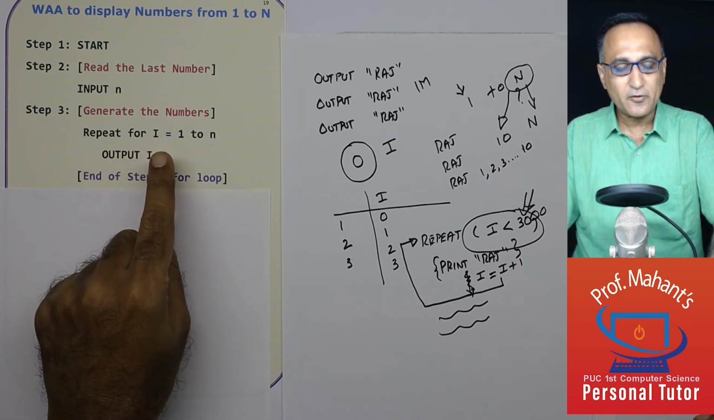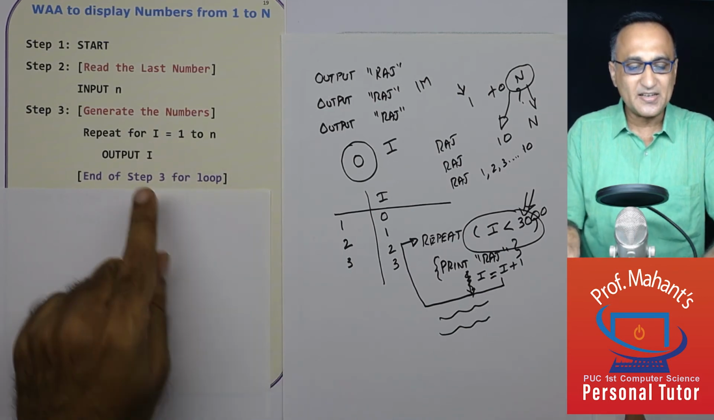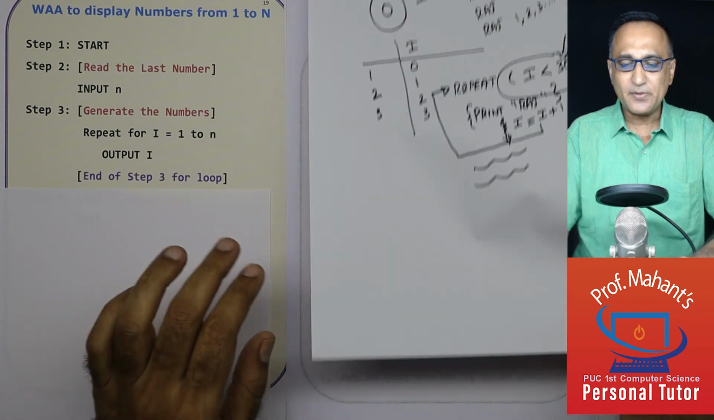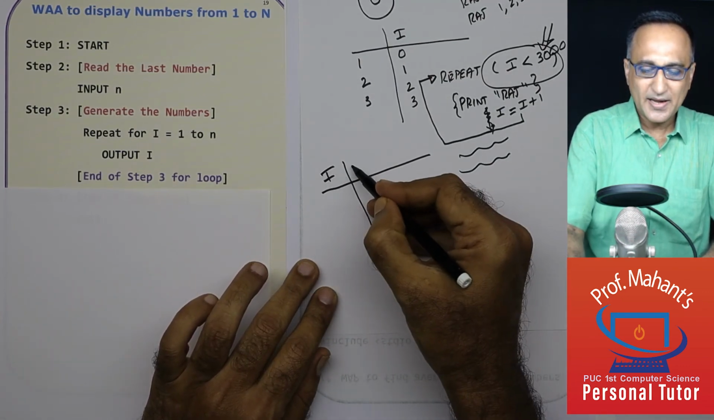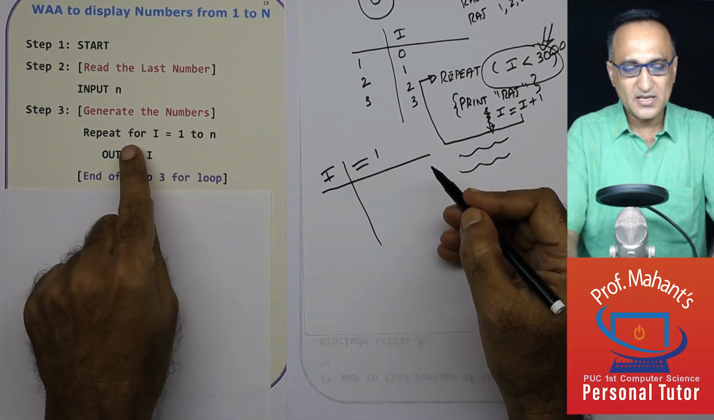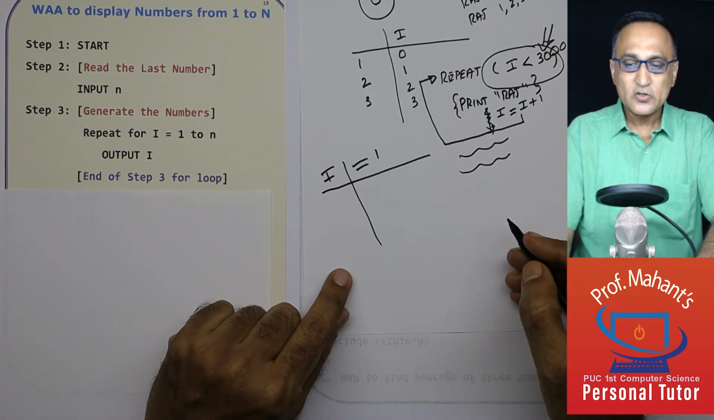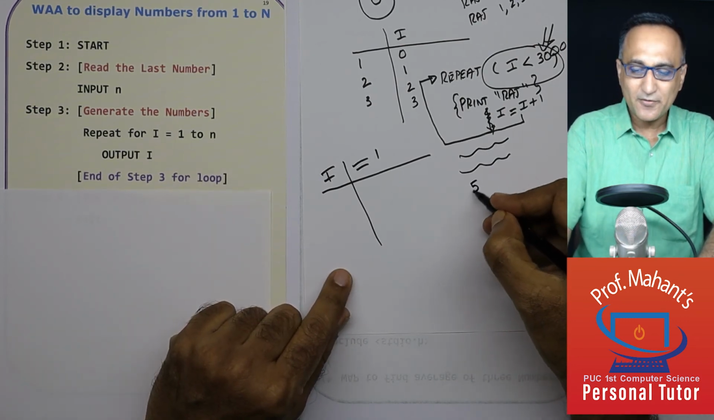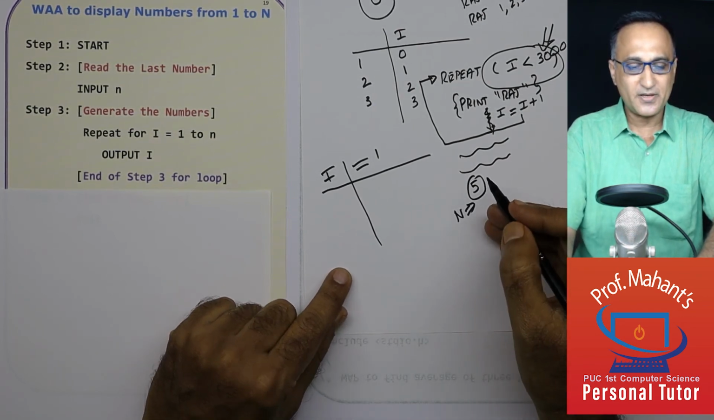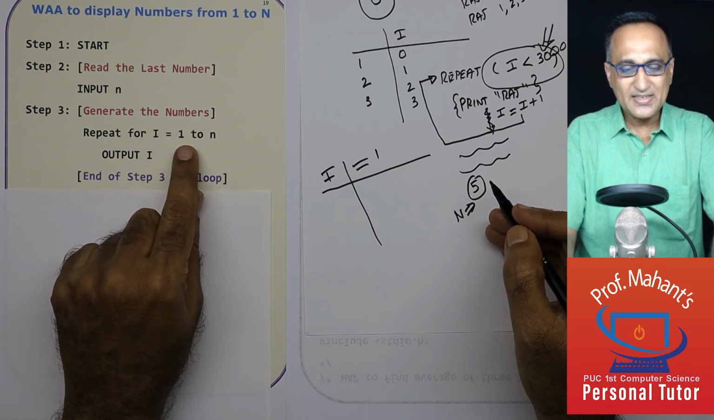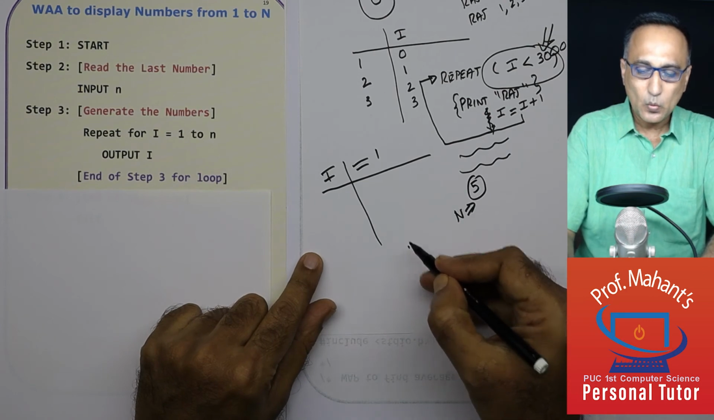So what this repeat for is doing is starting from the value of I equal to 1 till it reaches n, it's going to output I. It needs a little bit of explanation. Let me show it for you. Initially, I am starting with I's value as 1. It's saying repeat for I starts from 1 till I reaches the value n. So what is the value of n? Let's say we enter the value of n as 5. So n is 5. Keep track of it here. So I is 1. Is it equal to 5? Not yet. So I am going to print I. I am going to print 1 here.